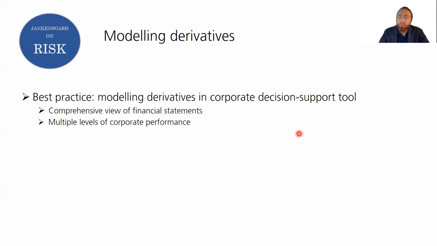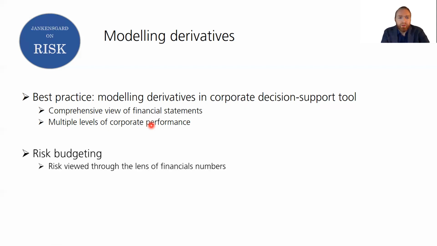go to your corporate decision support tool and equip that with the right features that allow you to run various derivative strategies through it, so that you have a comprehensive view of the firm's forecast of financials. And within that, you can see how the derivative strategy affects corporate performance on multiple levels, like cash flow, net income, the balance sheet, financial ratios. There are going to be multiple consequences, right? And that we're going to need to get good at understanding.